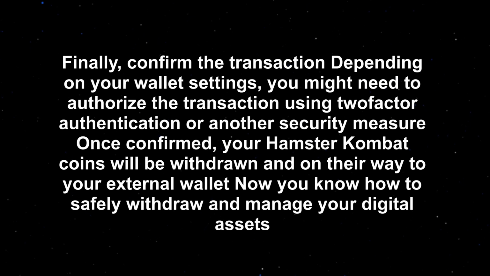Finally, confirm the transaction. Depending on your wallet settings, you might need to authorize the transaction using two-factor authentication or another security measure. Once confirmed, your Hamster Kombat coins will be withdrawn and on their way to your external wallet. Now you know how to safely withdraw and manage your digital assets.